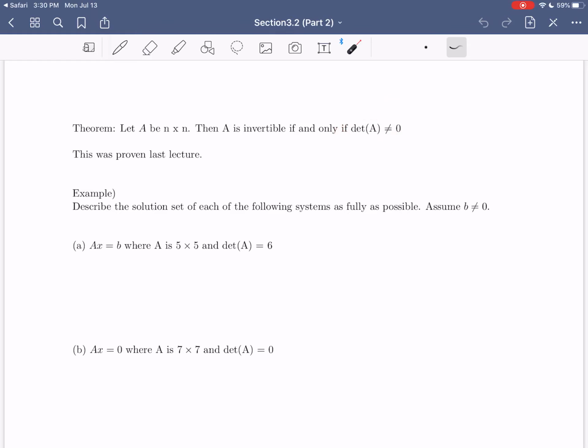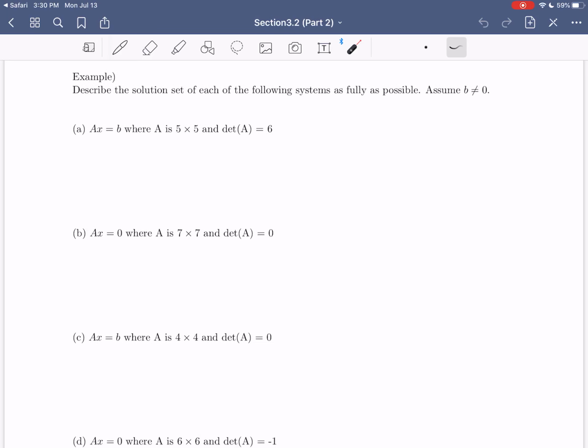So at the start of this video, what I'd like to do is take a look at an example that talks about this theorem in regards to solution sets to systems of equations. This example should seem pretty familiar. We did one similar to this when we first began our investigation into systems of linear equations and how matrices and rank tell us about the solution set. We're just revisiting that now that we understand these concepts of invertibility and determinant.